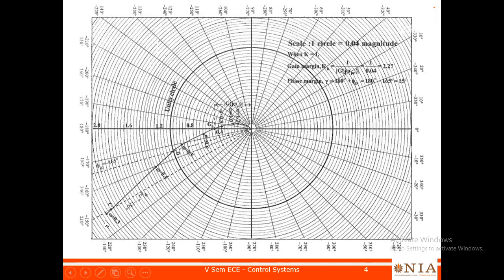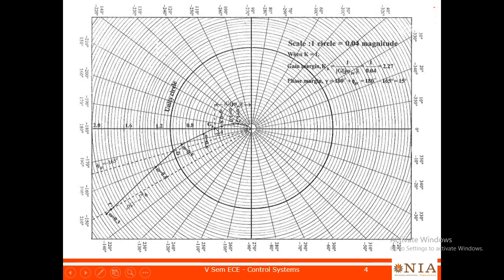After drawing the polar plot for K equal to 1, let us compute the gain margin and phase margin for K equal to 1. So for this particular plot, K is equal to 1. How to find the gain margin? We have to see where the graph cuts the minus 180 degree line. This is the minus 180 degree line, so at this point it cuts.